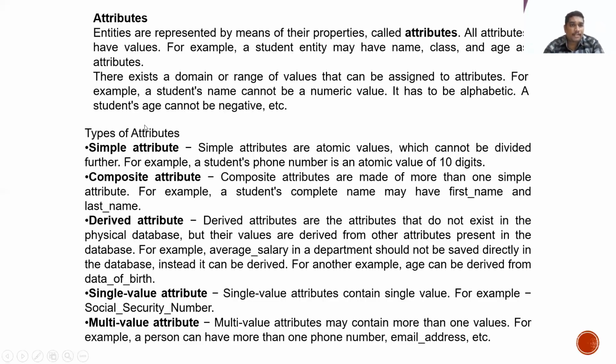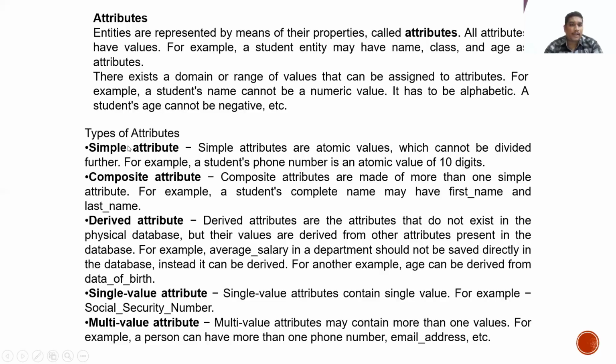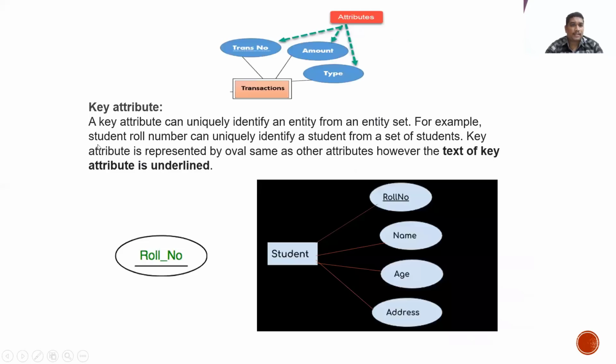So for representation of these attributes, we have five types called simple attribute, composite attribute, derived attribute, single value attribute or multi-value attribute. We will discuss these types. First one is key attribute. Already we discussed this one. Simple attribute is differentiated from key attribute. Key attribute is nothing but atomic value. Simple attribute can have duplicate values. So we will discuss.